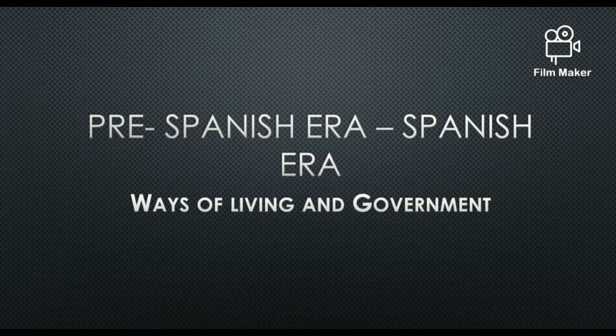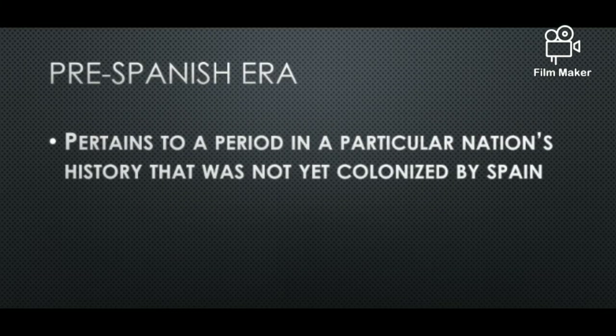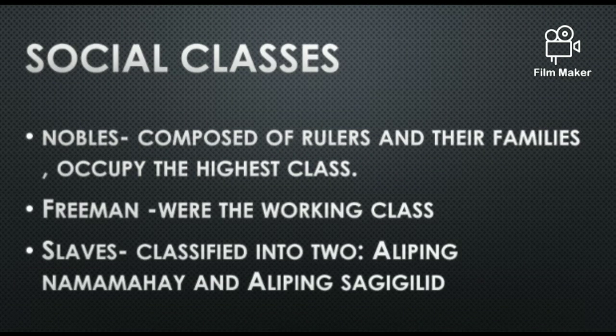Pre-Spanish era to Spanish era, ways of living and government. Pre-Spanish era pertains to a period in a particular nation's history that was not yet colonized by Spain. There are three social classes during the pre-Spanish era. The nobles, who were composed of rulers and their families. They occupied the highest class, and they were usually addressed as Gat, Lakan, Raha, or Datu.